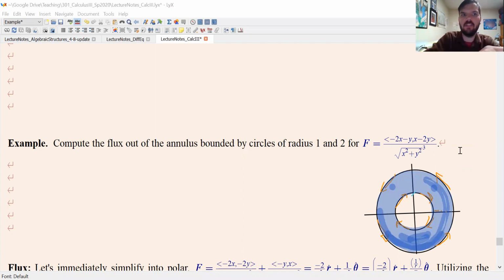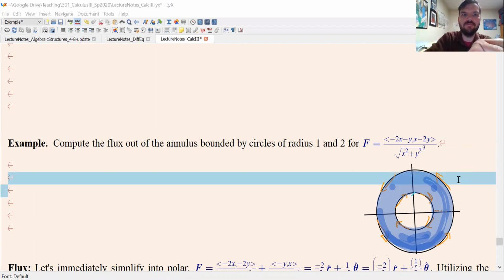So in this case, we're looking at how much of this new vector field leaves our blue region? So I'll draw the arrows again. Try that again. Getting them perpendicular to my tangent vectors. And as we go inside, they follow the right-hand rule and point inward instead of outward.